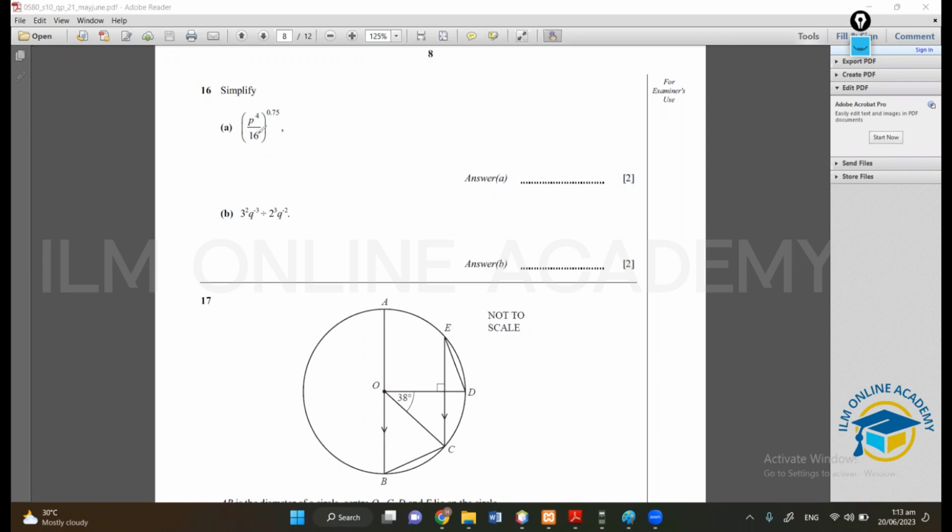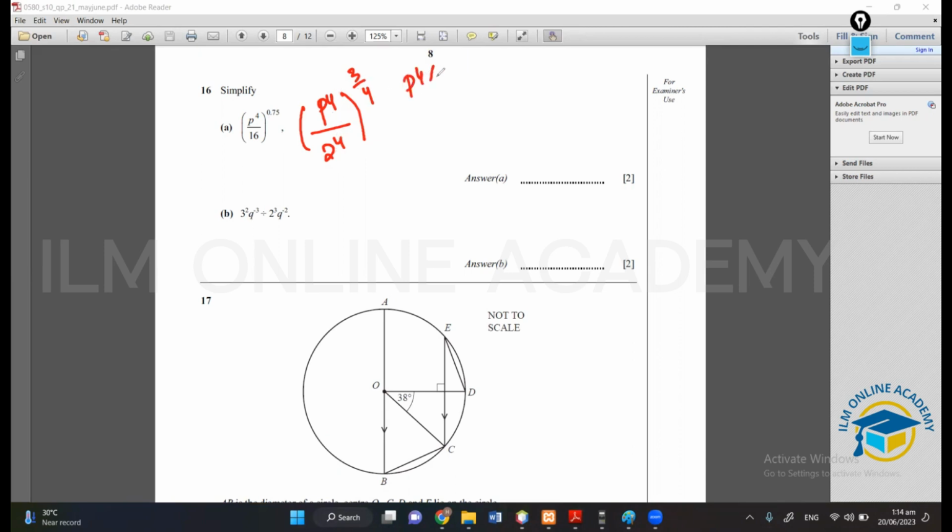Okay, first things first, do not use a calculator, because we have to simplify, we do not have to find the exact answer. So consider p^4, and 16 can be written as 2^4, right? And 0.75, if we convert it into a rational number, becomes 3 over 4. This 3 over 4 is the power of this whole thing, so we will apply this power over each term one by one.